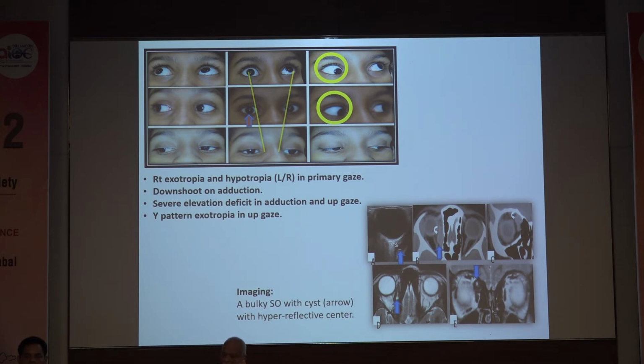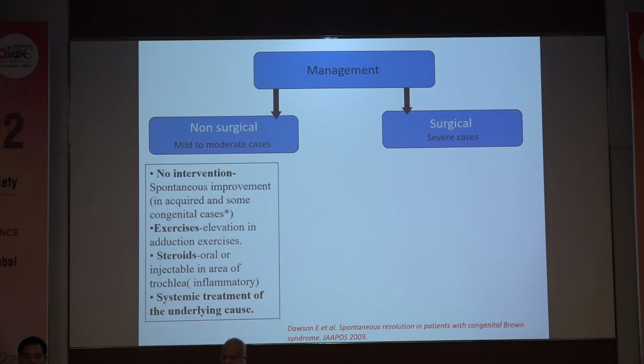The patient improved significantly on medical management. So in non-surgical interventions, more often than not, many of them would spontaneously improve. You can ask them to do some elevation exercises if they are recently acquired. Steroids can be injected locally in the trochlear area or given orally, and of course treat the underlying cause if it's because of a systemic inflammatory disease.